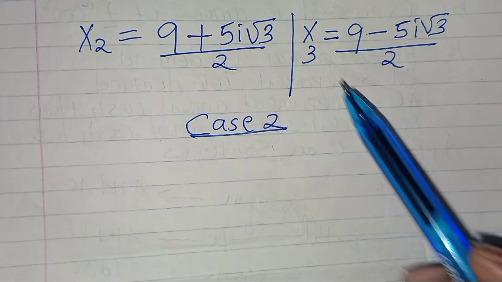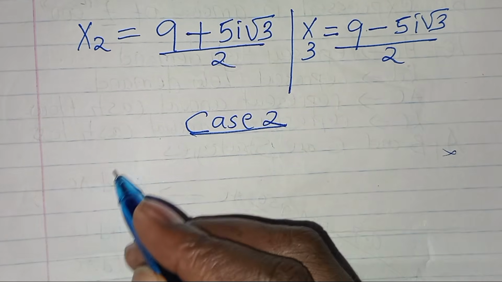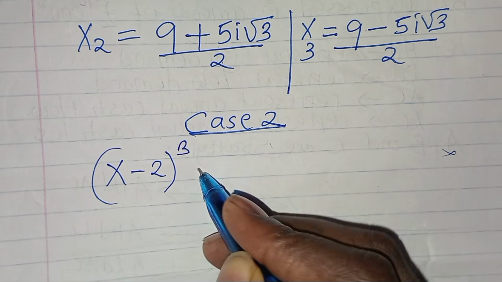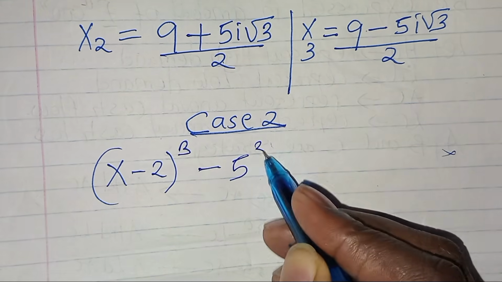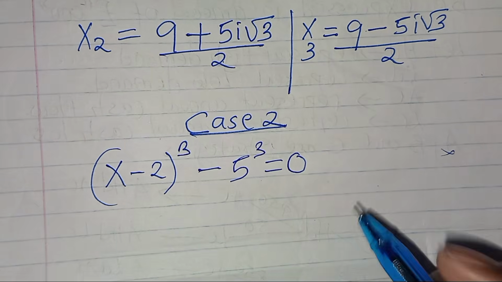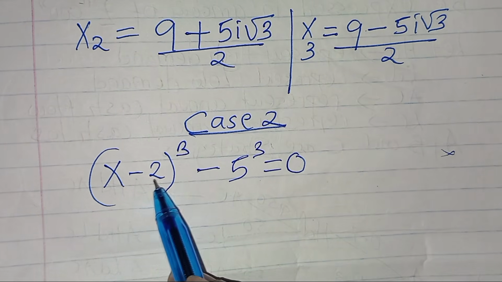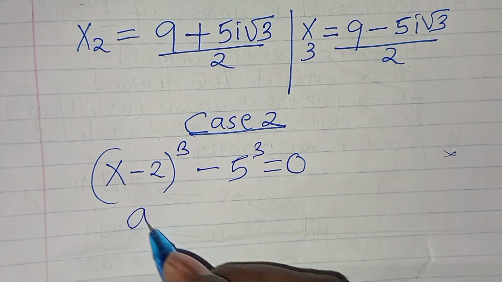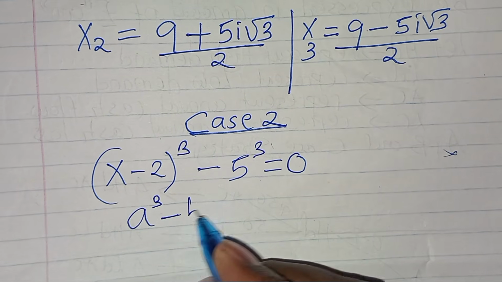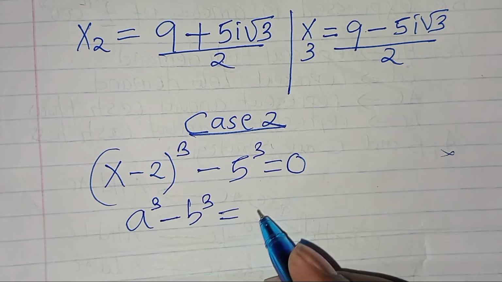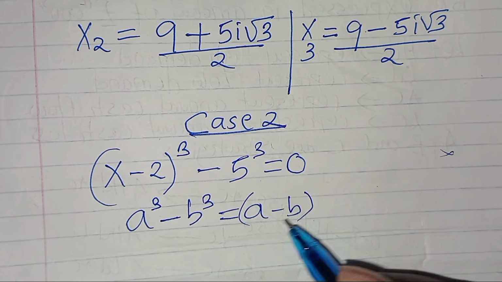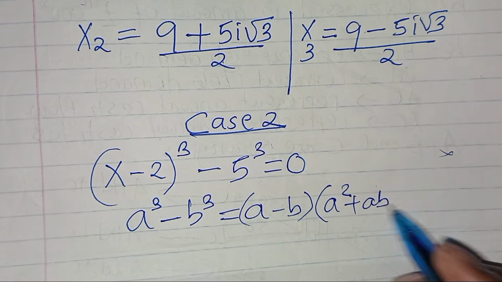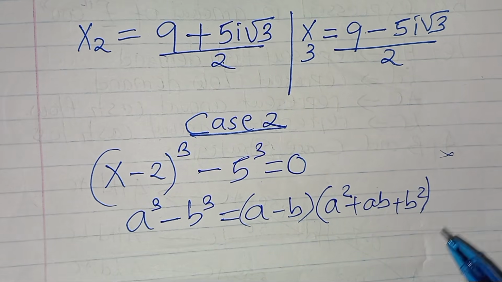Now let's proceed to case 2. Now case 2, we have x subtract 2 raised to power 3 subtract 5 to power 3. This is equal to 0. Now actually, x subtract 2 to power 3 subtract 5 to power 3. This is actually the difference of 2 cubes expressed as a cubed minus b cubed, which we can express as a minus b, a squared, okay, plus ab plus b squared.